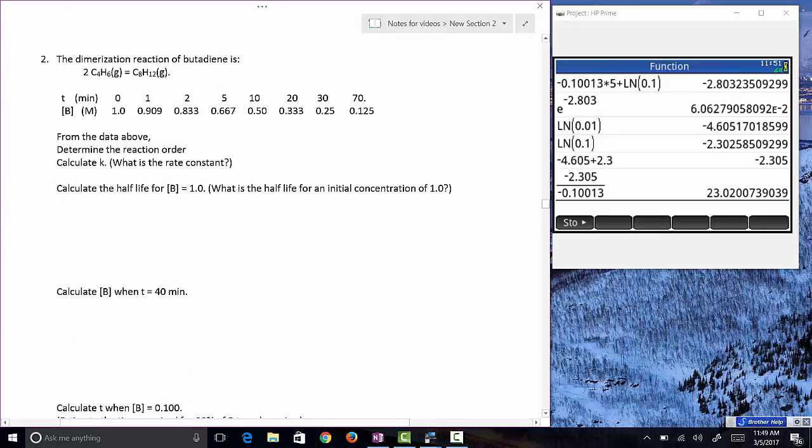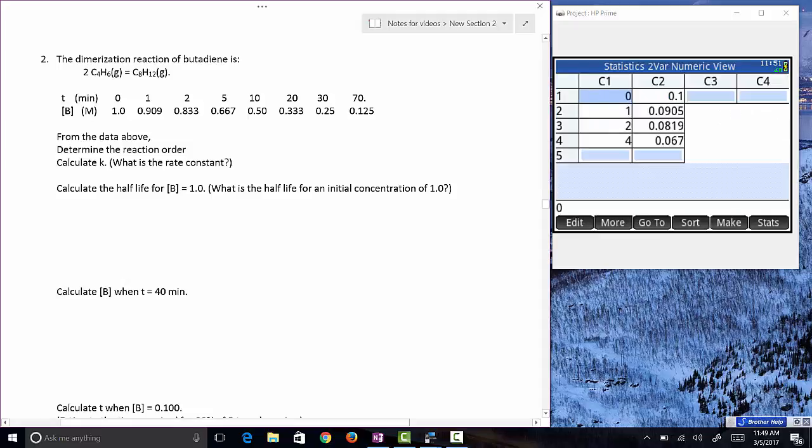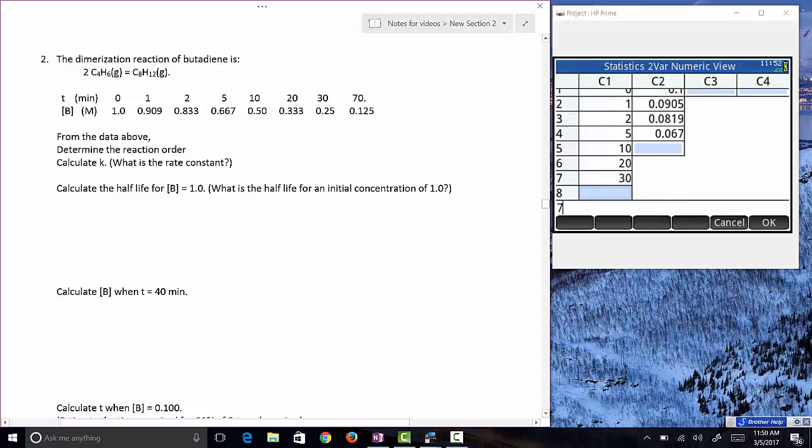Okay. Alright, let's take a look at this one. And so we're going to put our data in. We're going back to our two variable statistics and putting in our data. So it's 0, 1, 2, 5, 10, 20, 30, 70.